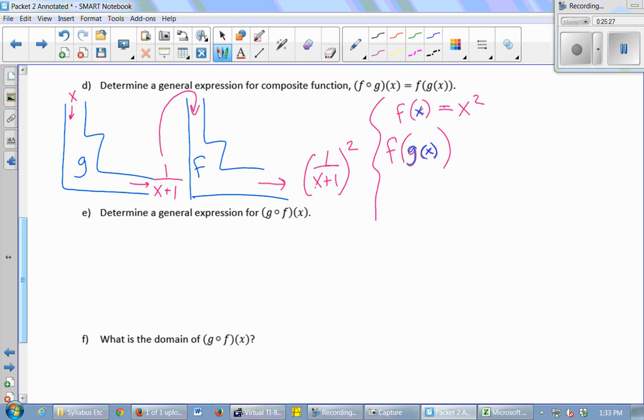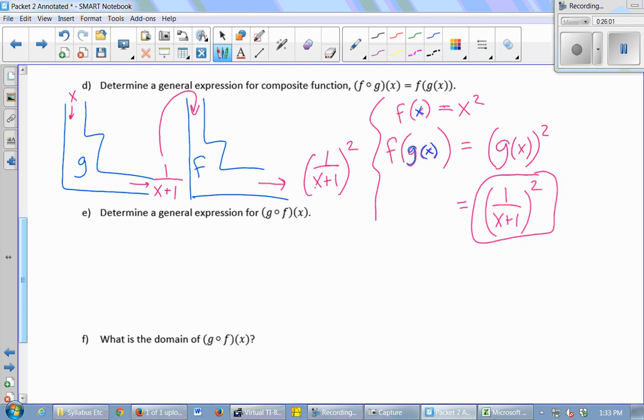Whatever you replaced this x with, you have to replace every x in the formula with, right? So this is going to become g of x squared. But what's the formula for g of x? 1 over x plus 1, squared. So that is the general formula for f of g of x. You can do it algebraically, or you can draw pictures of function machines.